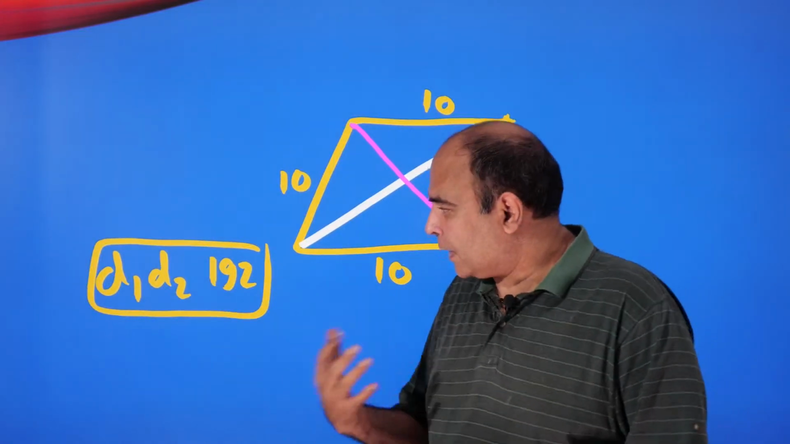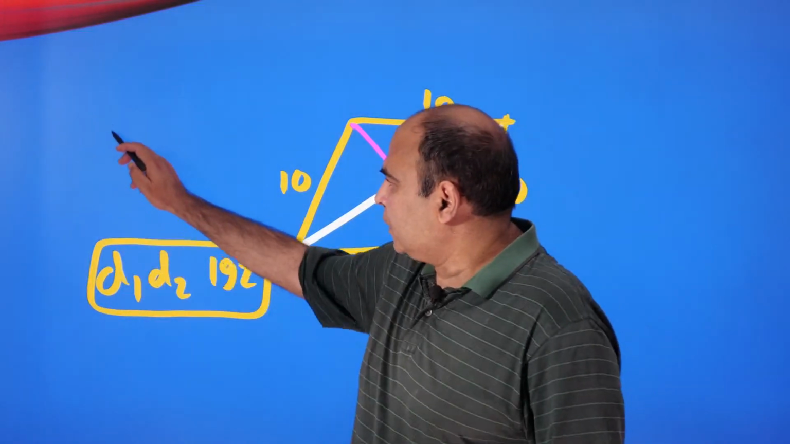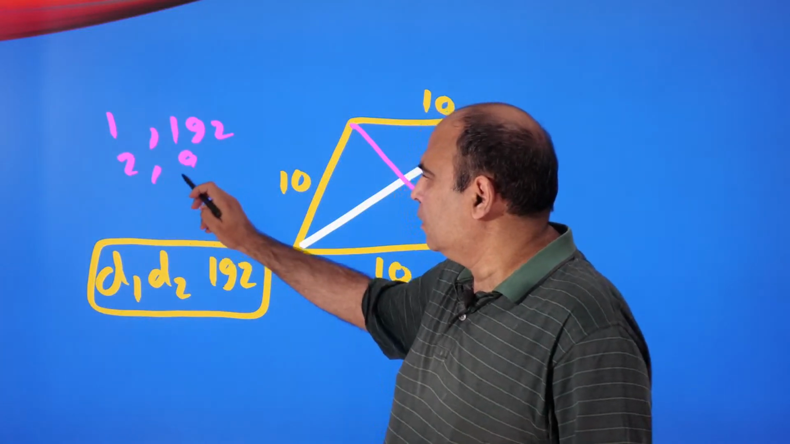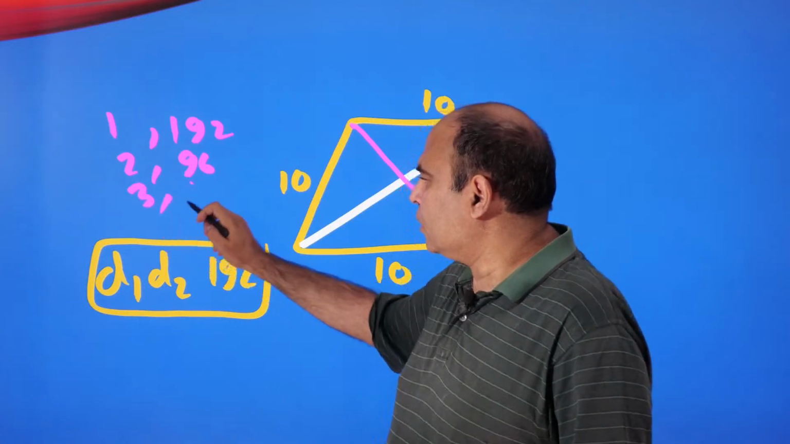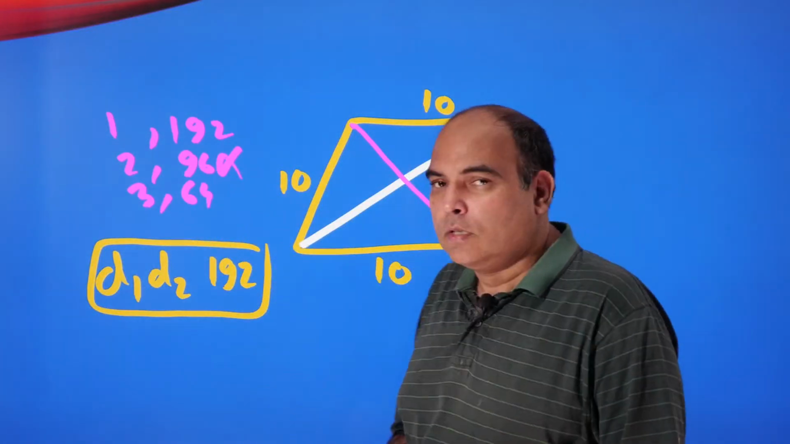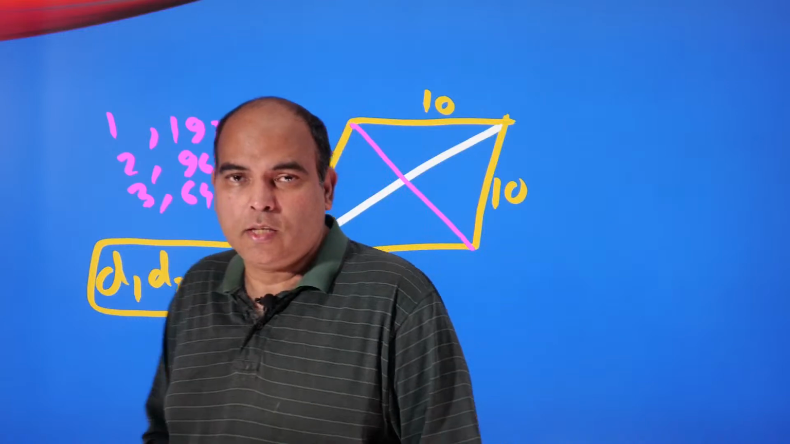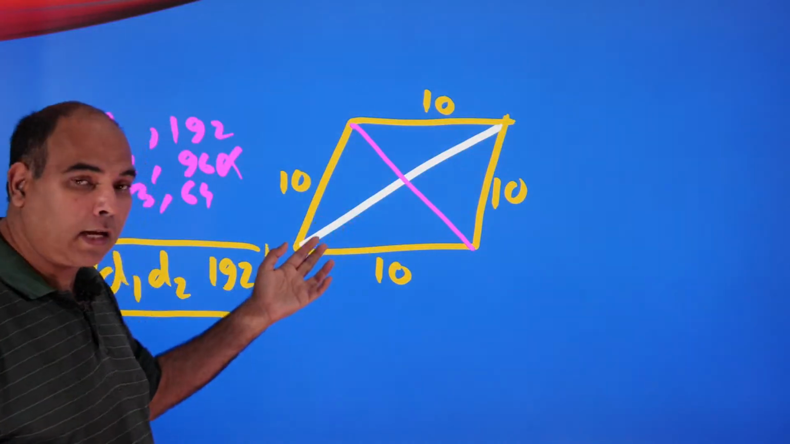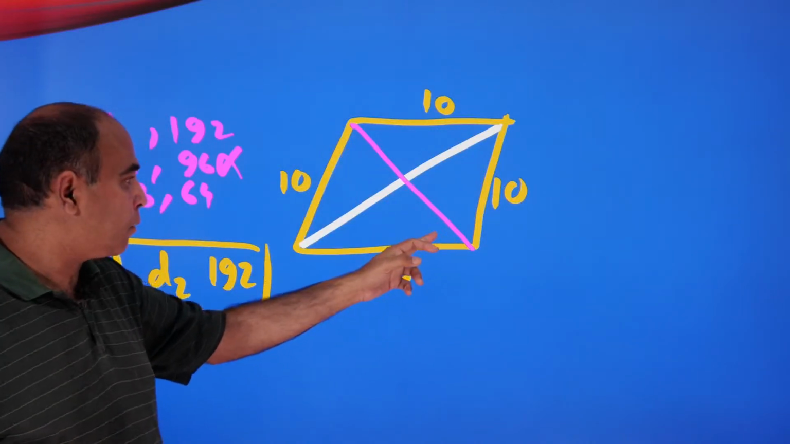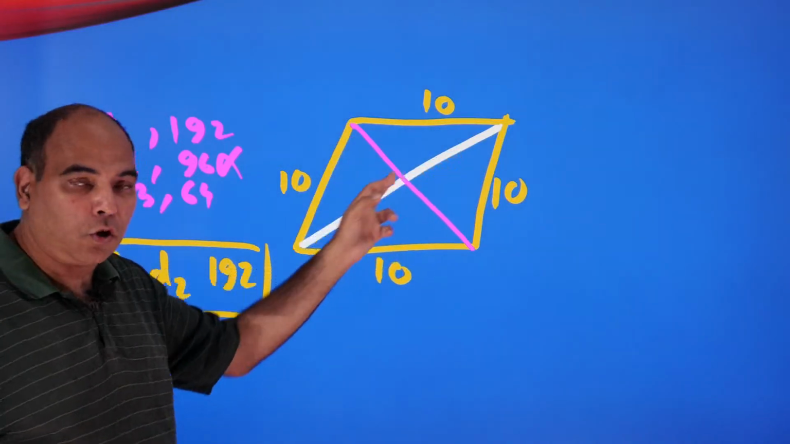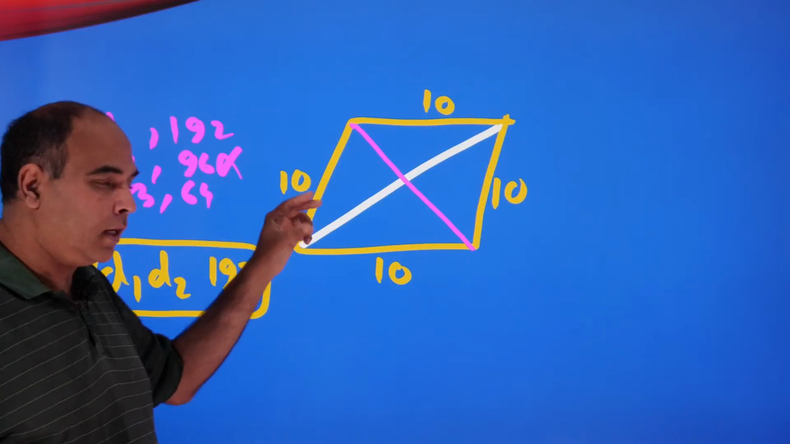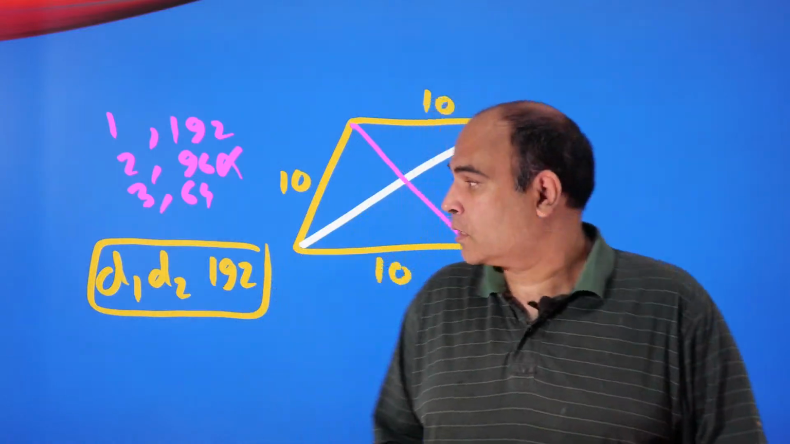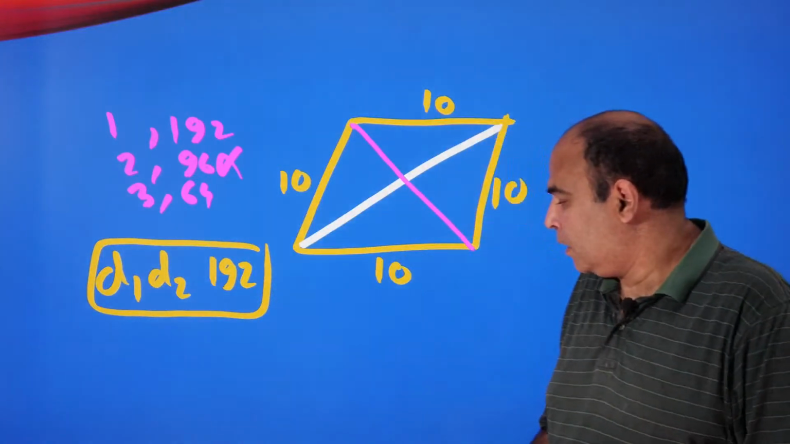So if I start thinking about the factors of 192, the first pair of factors of 192 is 1, 192, then 2, 96, 3, 64, and so on. And we'll quickly reject all this. The reason for the rejection is it's not possible that either the long diagonal or the short diagonal of the rhombus is less than 10. Right? Both the diagonals obviously will be more than 10.